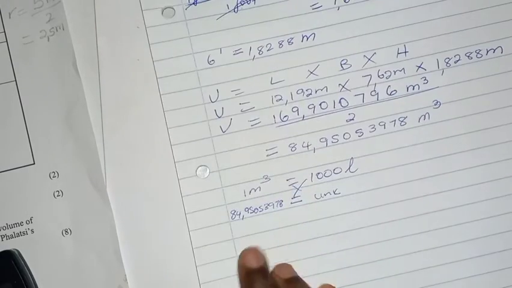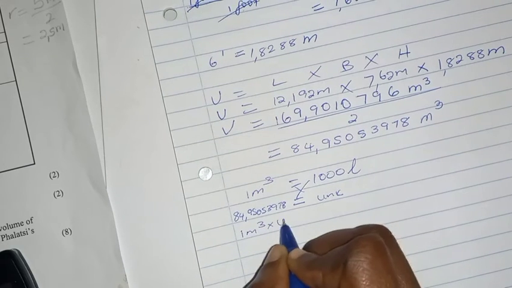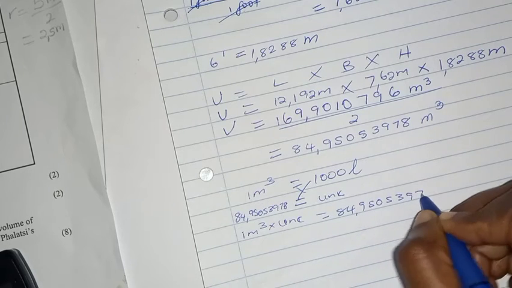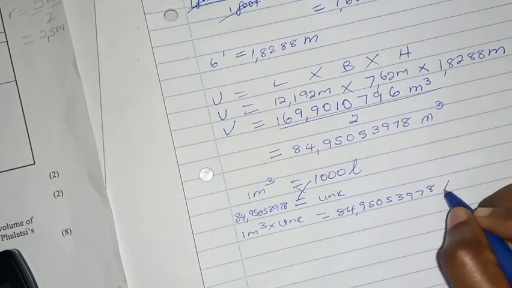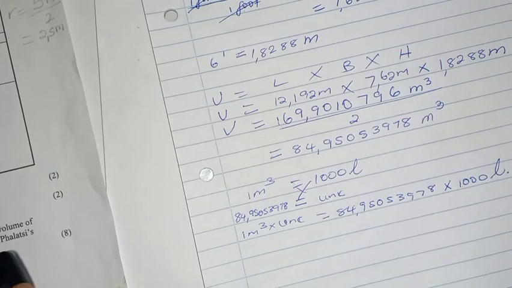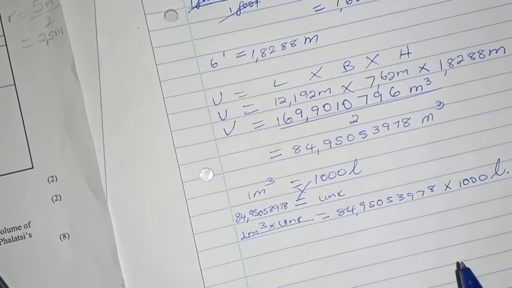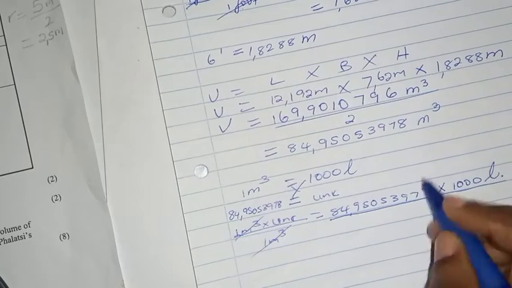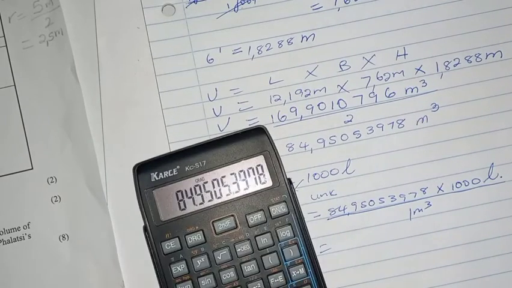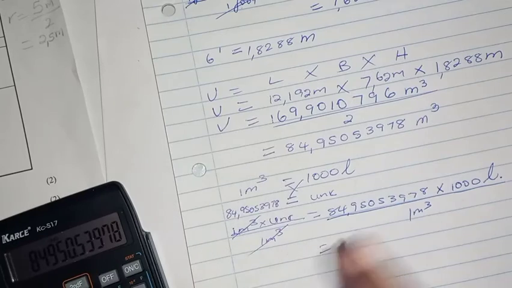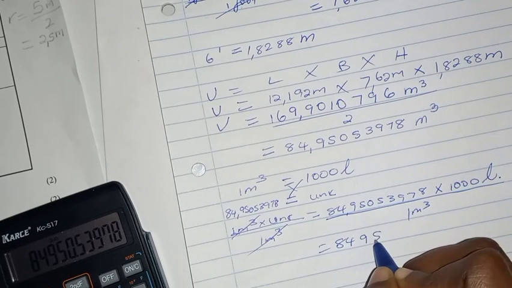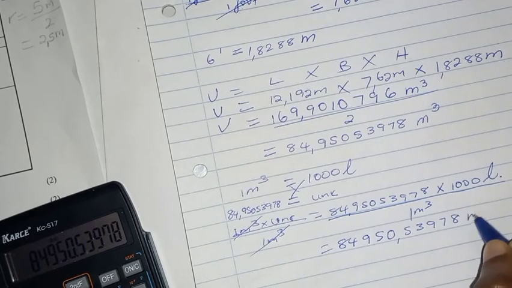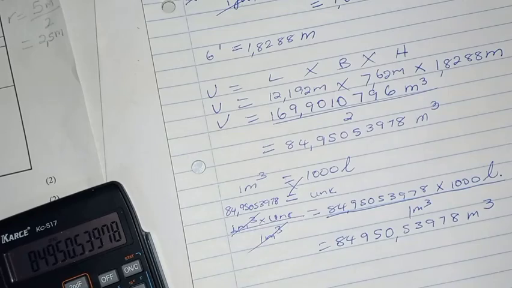So one last time, 1 cubic meter multiplied by unknown is equal to 84.95053978 multiplied by 1,000 liters. Then you divide that by 1 cubic meter, that cancels that, and whatever you do on the one side you do on the other side, divide by 1 cubic meter. You press your calculator, times 1,000, will give us 84,950.53978.